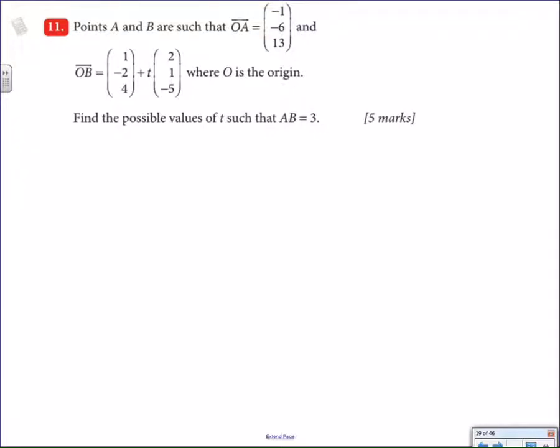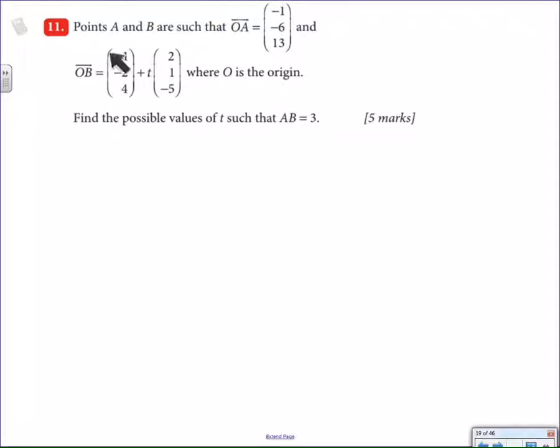They're giving you points A and B. Well, not exactly. They're kind of telling you where to find the points A and B. You can find the point A from going along the vector OA, so that would be the point -1, -6, 13. And finding the point B is a little bit harder because we don't know the value of t that'll get B where it needs to go.